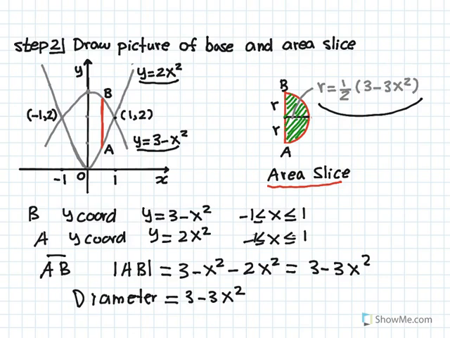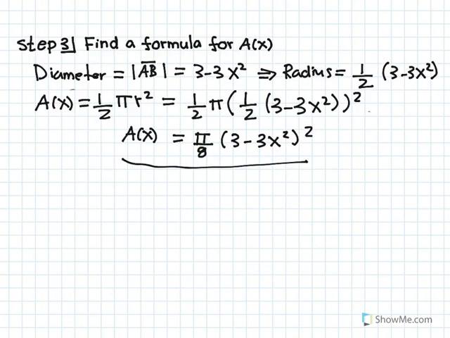These cross-sectional slices are perpendicular to the x-axis, so we're going to integrate in the direction of the x-axis to find the volume of the solid. All right, now that we have determined the area slice A of x, this will form the integrand of the volume formula.